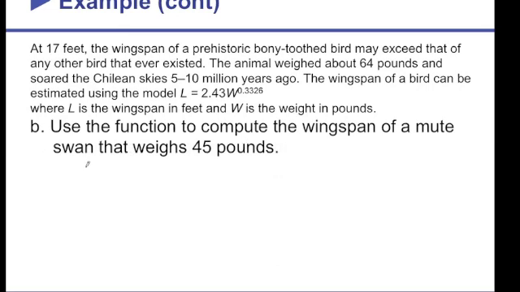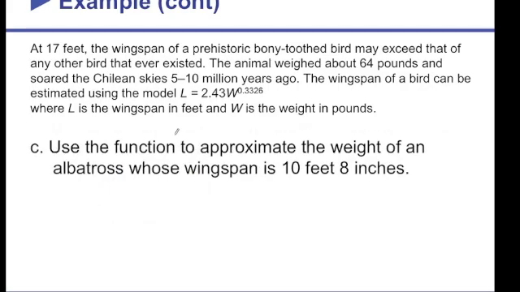So compute the wingspan of the mute swan that weighs 45 pounds. So we're finding the length of the wingspan, which is 2.43 times 45 raised to 0.3326. And when I grab my calculator, I found out that it comes to 8.61915628. So let's round that to 8.62 feet for the wingspan of the mute swan.